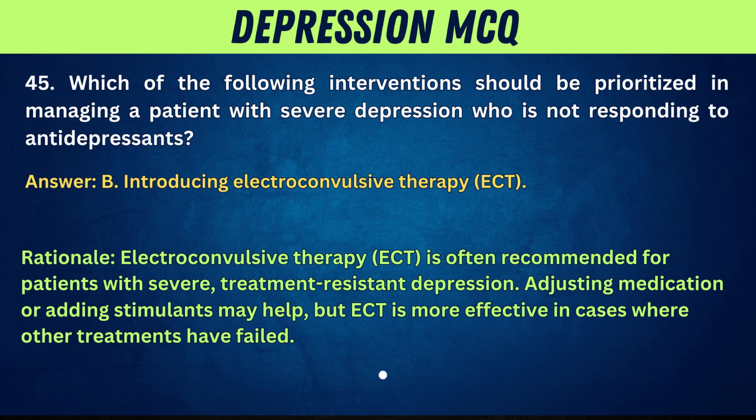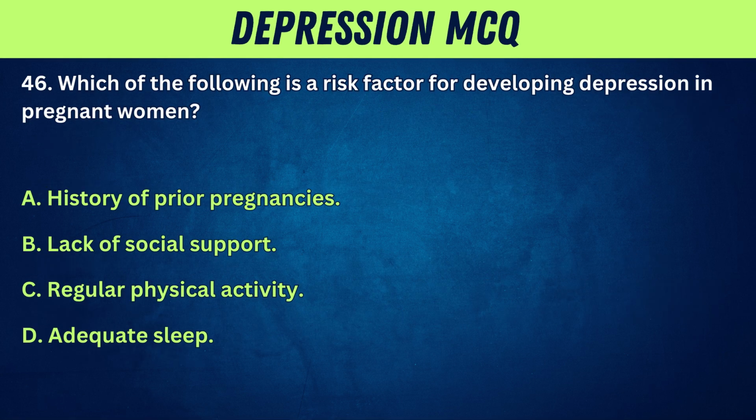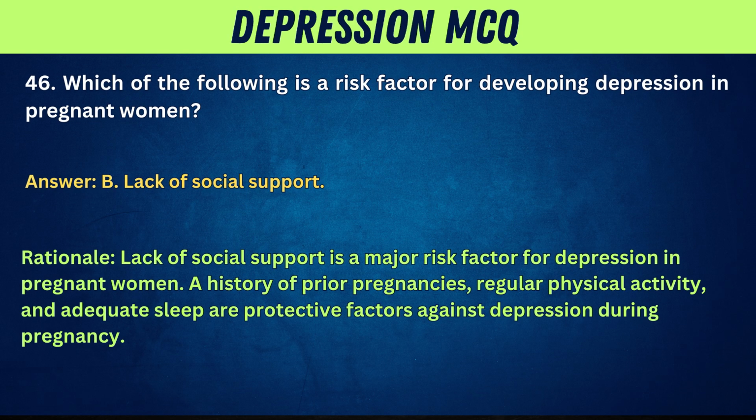Rationale: electroconvulsive therapy, ECT, is often recommended for patients with severe, treatment-resistant depression. Adjusting medication or adding stimulants may help, but ECT is more effective in cases where other treatments have failed. 46. Which of the following is a risk factor for developing depression in pregnant women? A. History of prior pregnancies. B. Lack of social support. C. Regular physical activity. D. Adequate sleep. Answer: B. Lack of social support.